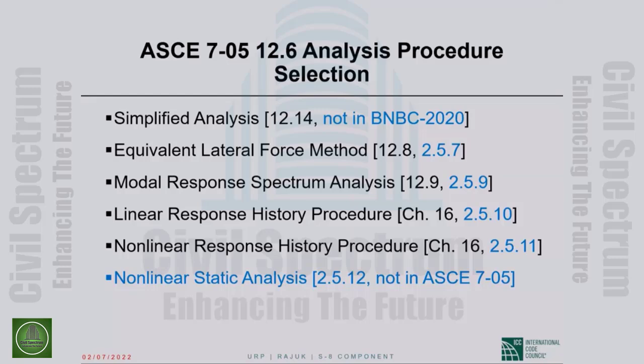That method, I'm kind of glad BNBC has not included. For that simplified analysis, there are a number of restrictions that a structure has to meet before it becomes eligible, and some of those conditions are pretty onerous, not easy to satisfy. That takes away from the simplicity of the procedure itself. Equivalent lateral force procedure, which we will do today, is section 12.8 of ASCE 7, 2.5.7 of BNBC.